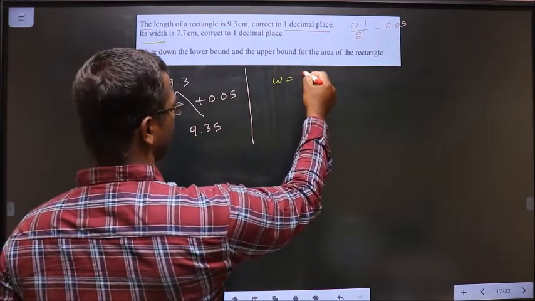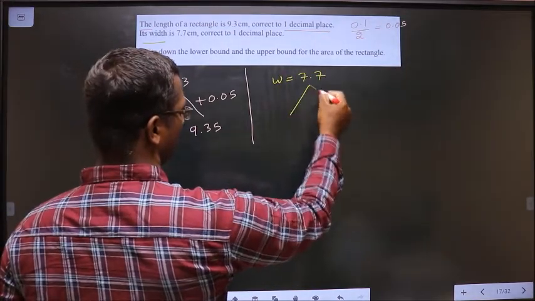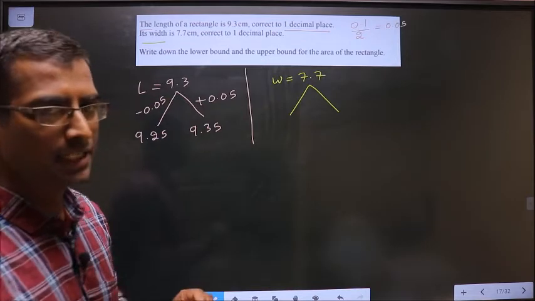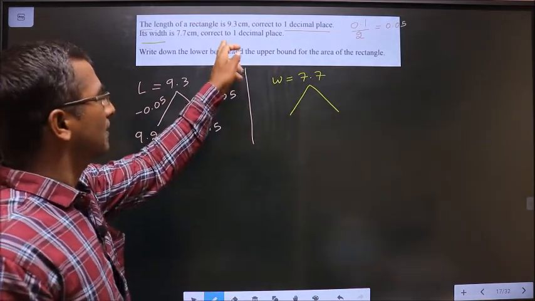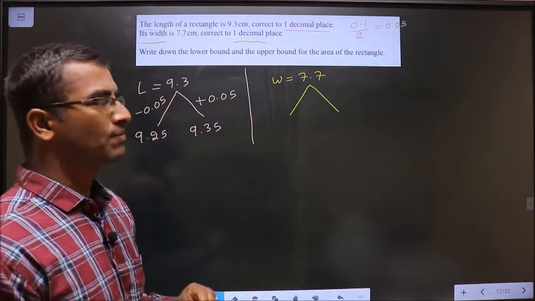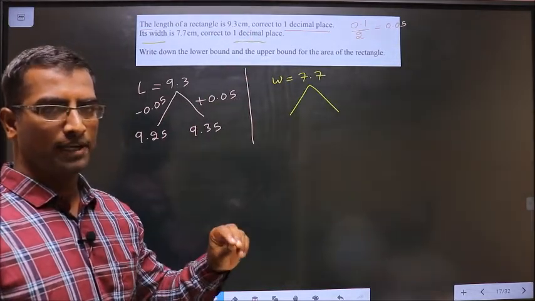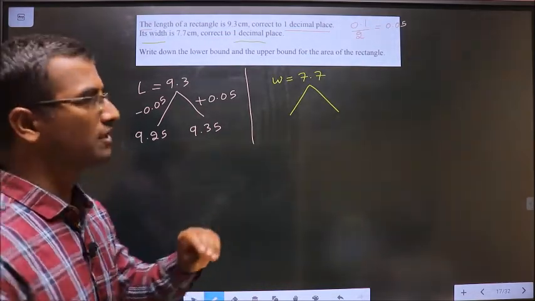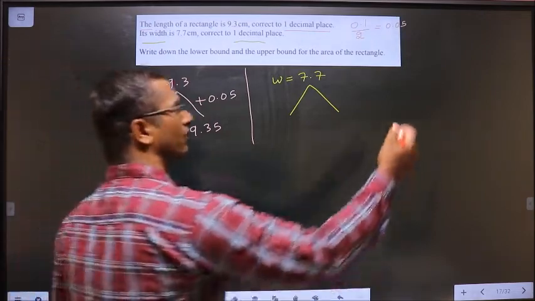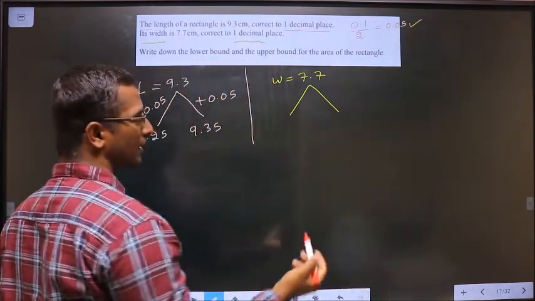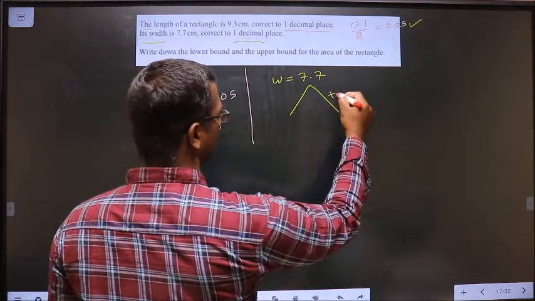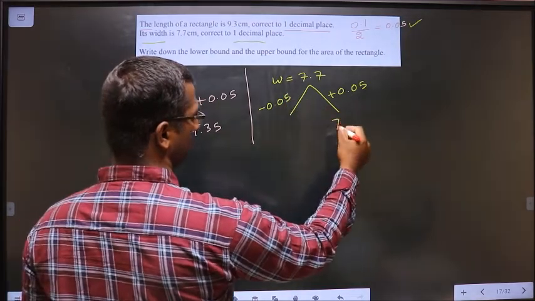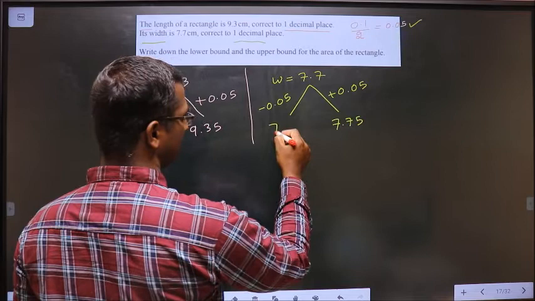So width is 7.7. What should I subtract and add to get the lower and upper bound? How do we decide it? We decide in this way. See, even this is also correct to one decimal place. One decimal place means 0.1. So it is correct to whatever, we should do half of that. So when we do half we get 0.05, which we already did. Okay, so that I should add and subtract. So I get 7.75 and 7.65.